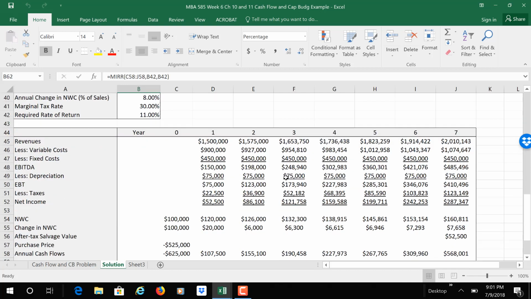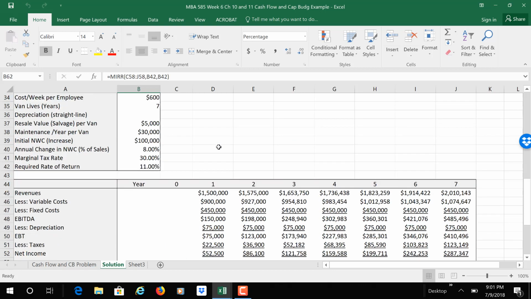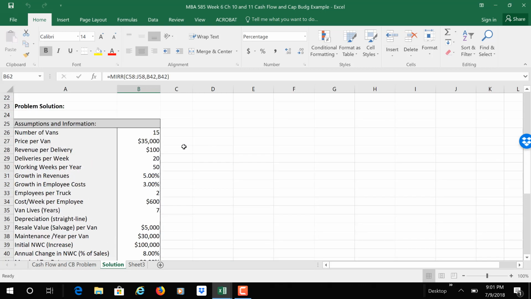Cash flows for the incremental operating cash flows. The process will be the same for each year. You'll notice what I've done here: I've got revenues. If we go back up a little bit, we believe that we're going to make $100 in revenue per delivery. Deliveries per week will be 20 deliveries per week. We assume that we will be working approximately 50 weeks per year. Obviously, we've got a simplified example here, as there would be seasonality in a furniture store's deliveries.